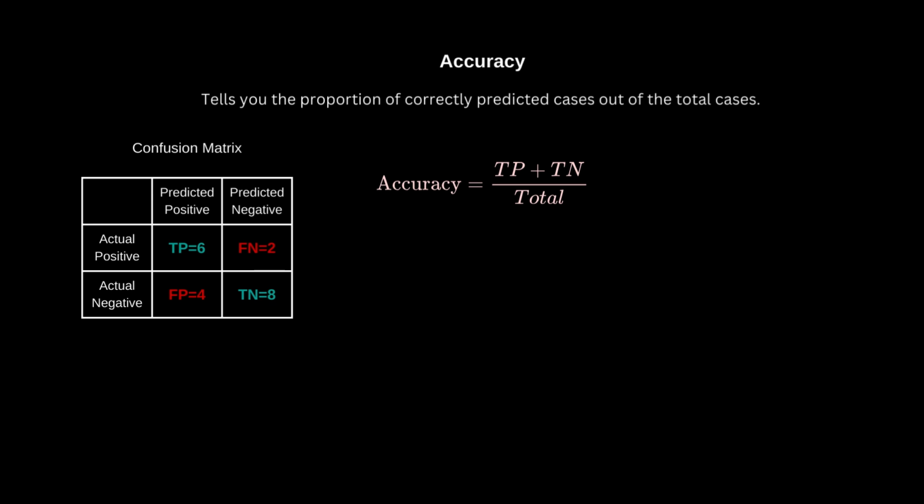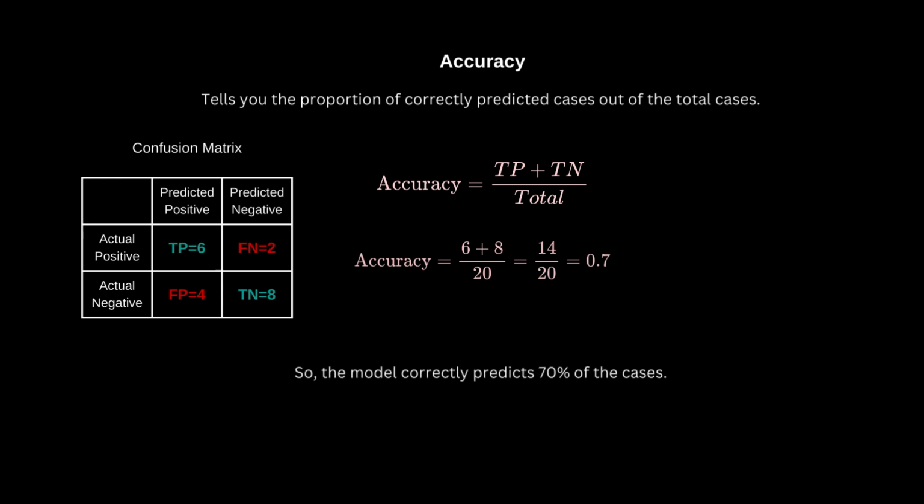First is accuracy. It tells you the proportion of correctly predicted cases out of the total cases. The formula for accuracy is correct predictions, that is true positive plus true negative, divided by the total predictions made. So for our example, correct predictions here are represented in green and the total cases is 20. So accuracy would be 6 plus 8 divided by 20, which is 0.7 or 70%. The model correctly predicts 70% of the cases.